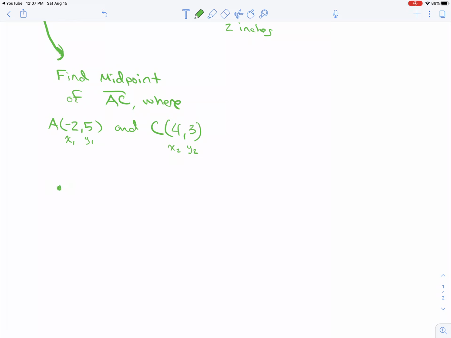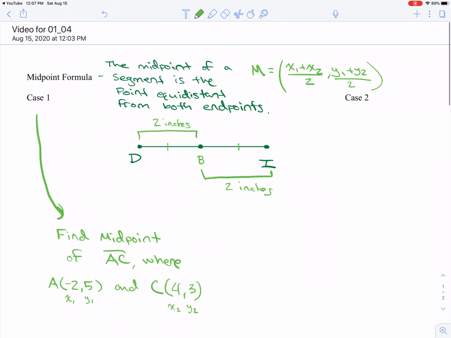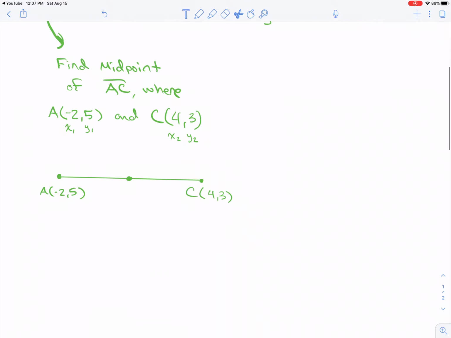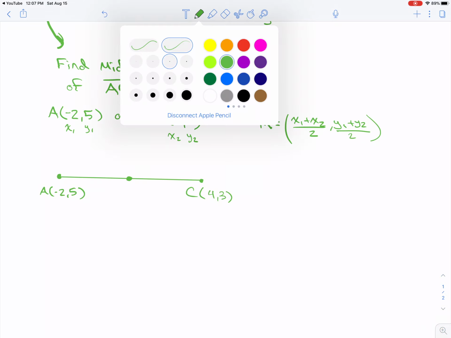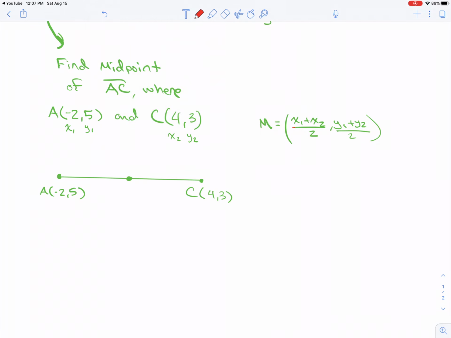So again, I'm really a big fan of the diagrams. It's really helpful. So let's say this is A, negative 2, 5, and 4, 3 is C. And we're looking for the midpoint. So let me just pull down that formula. All right. So I'm going to take both x values, so x sub 1 plus x sub 2, and let's just call this point M for midpoint.